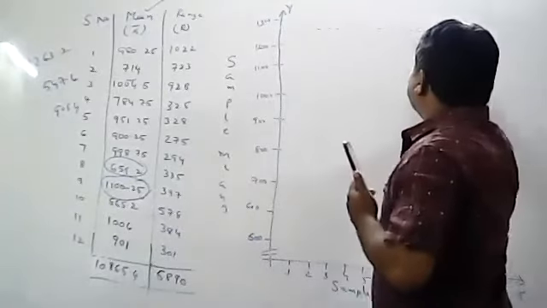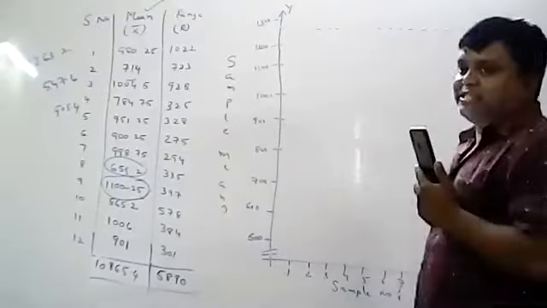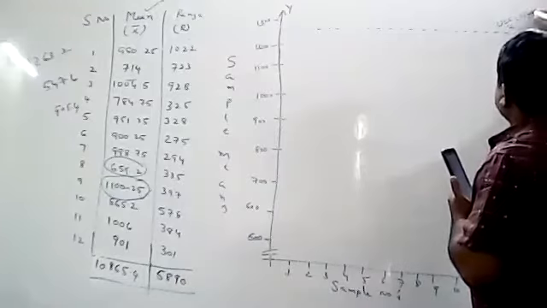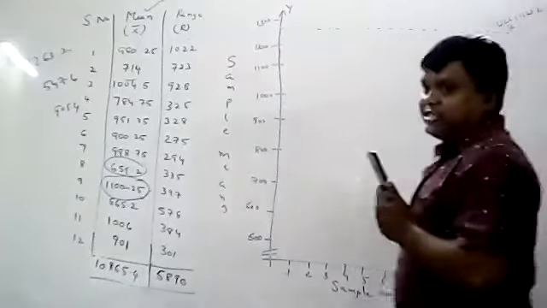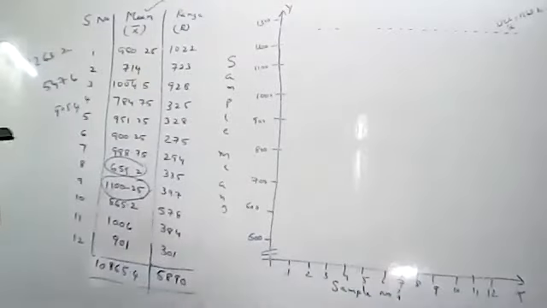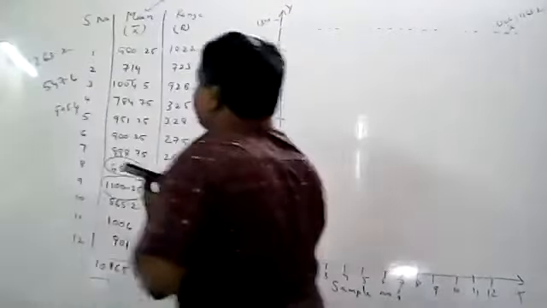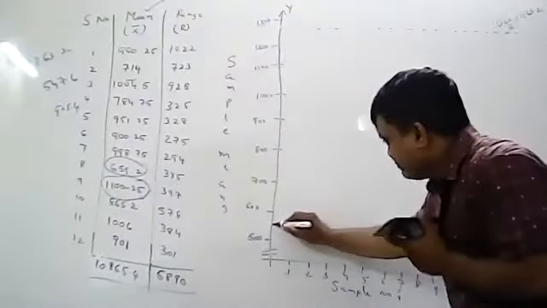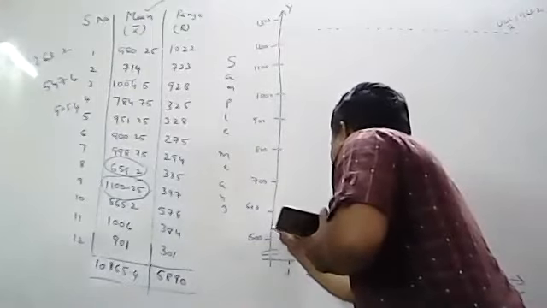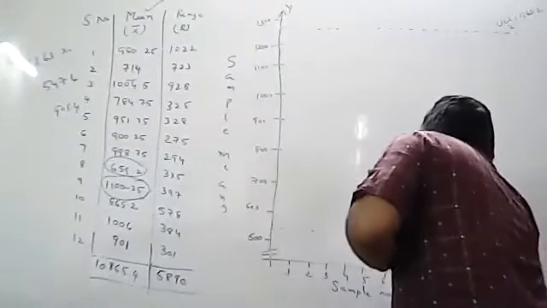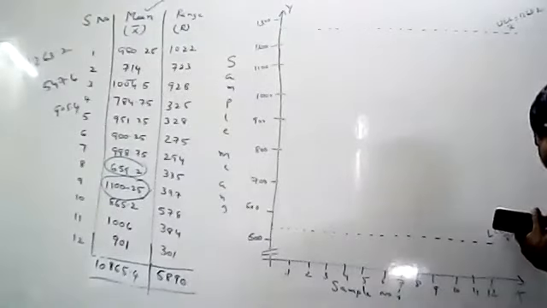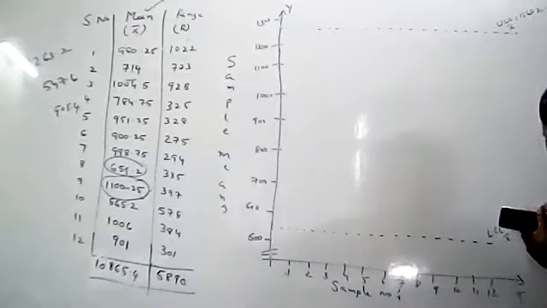So UCL is always a dotted horizontal line. What is this value? UCL x bar equal to 1263.2. Like that, you have to identify UCL first. Next, LCL. What is the LCL value? LCL value is 547.6. This is 500, this is 550. The midpoint is 550. 547 is closer to 550. So LCL x bar equal to 547.6.